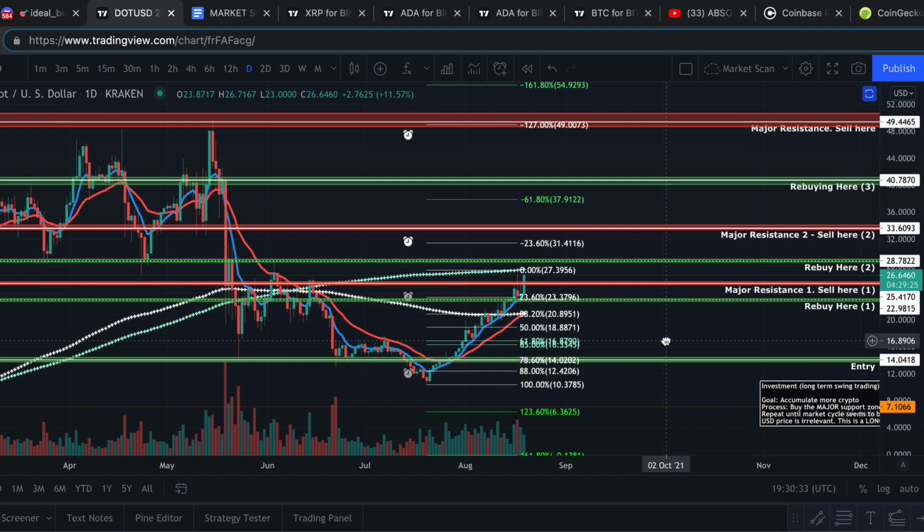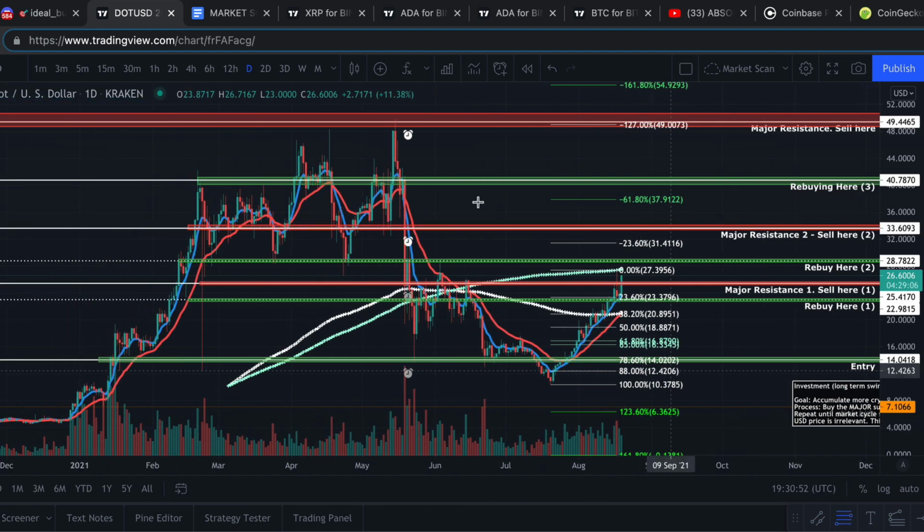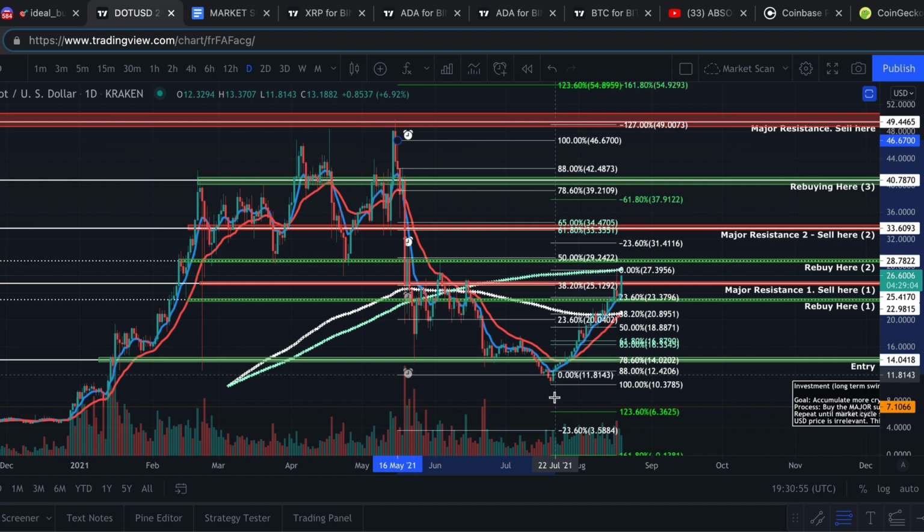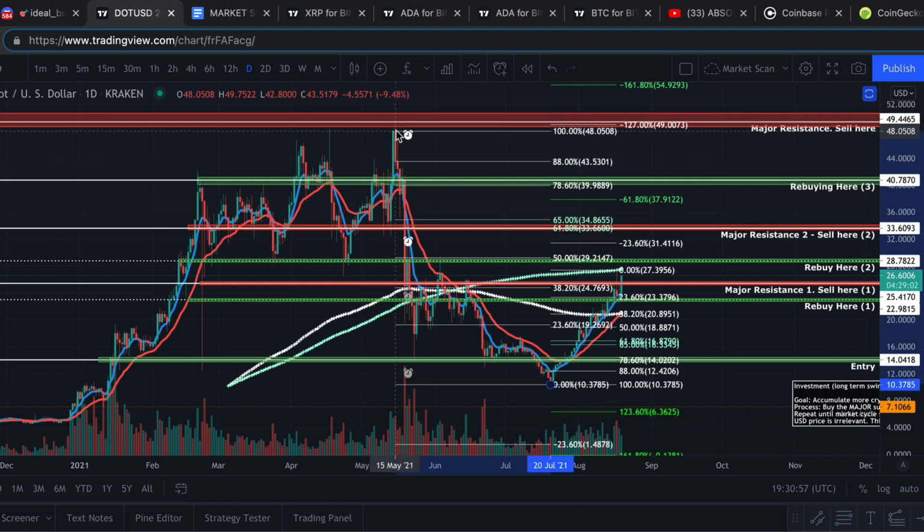Moving on to Polka Dot. Had an excellent run with Polka Dot where it came up here, sold it, rebought it right back here. Oh man, gotta love it. Did really well with this. Now I'm just waiting for this resistance to be met. Looks like it's probably the 61.8. So if we go from the top to the bottom, yep, 61.8 right here. So I'm going to sell right here because major support turns into major resistance. And then I'm going to rebuy right here.